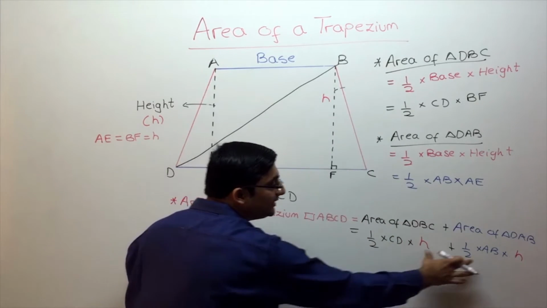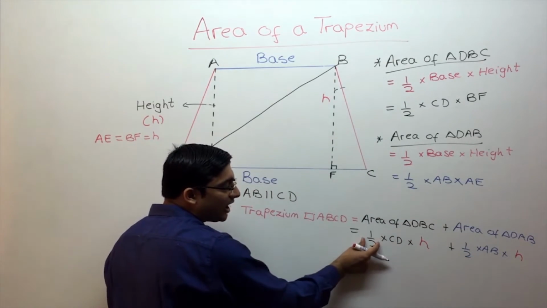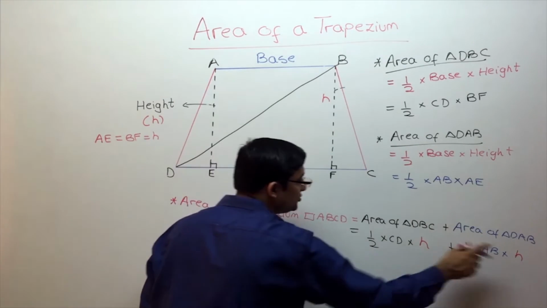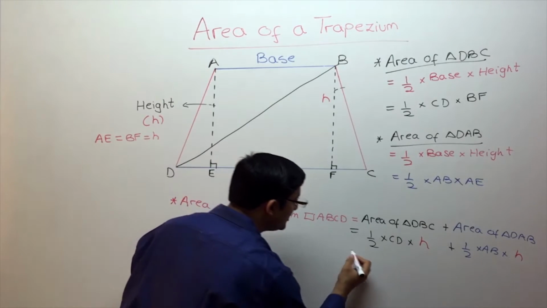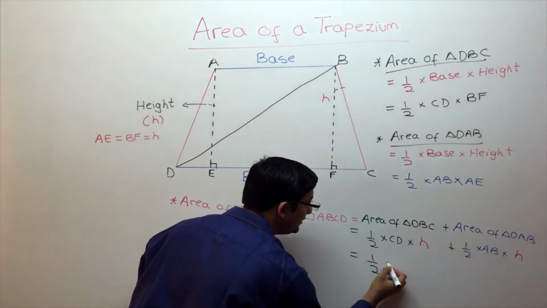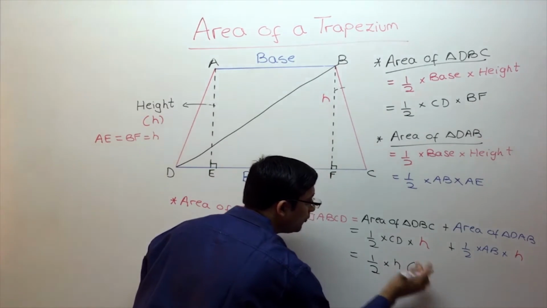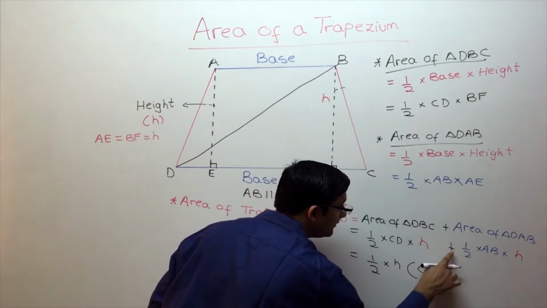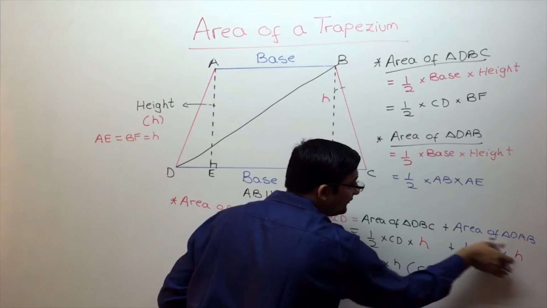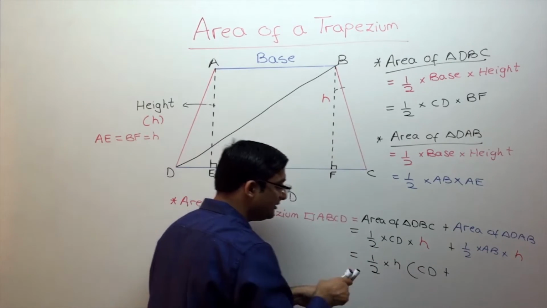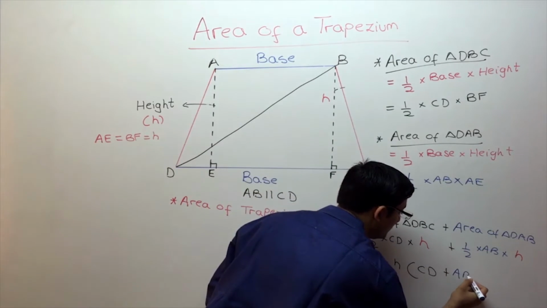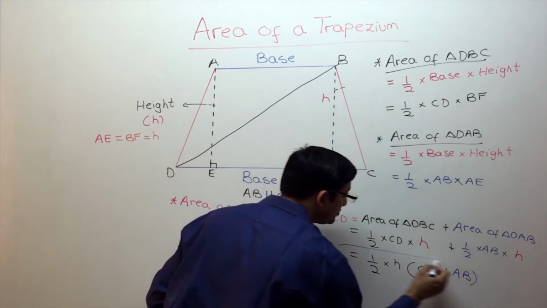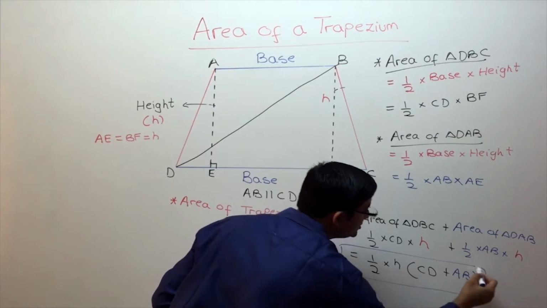So now in these two expressions, what is common? Half over here, half over here, half is common. H over here, H over here, H is common. So this is equal to half into H. What remains in this expression? Remove half and H, CD plus, remove half and H, what remains over here? AB. So this over here is the formula for area of a trapezium. So half into H into CD plus AB.